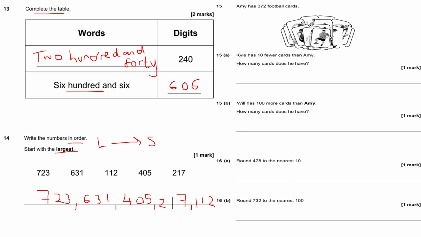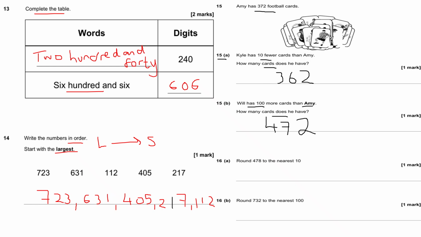Okay, question 15. Amy has 372 football cards. So part A, 15A, Carl has 10 fewer cards than Amy. How many cards does he have? We'll just take 7 off the tens column. That'll be 362. Part B, Will has 100 more cards than Amy. How many cards does he have? Well, we're adding 1 to the hundreds column, so adding 1 to 3 is 472.